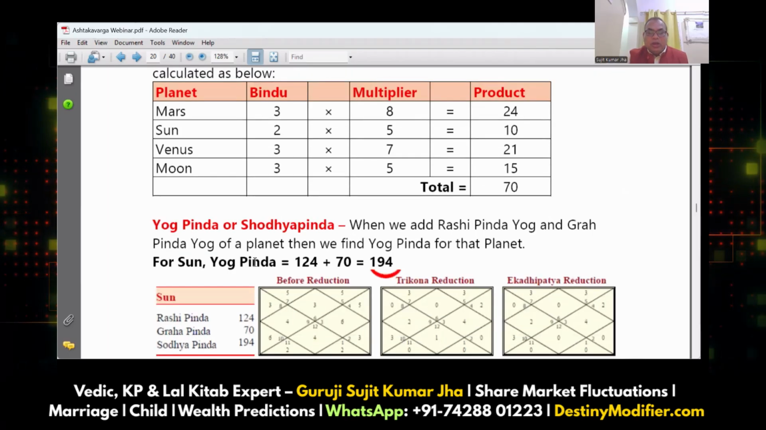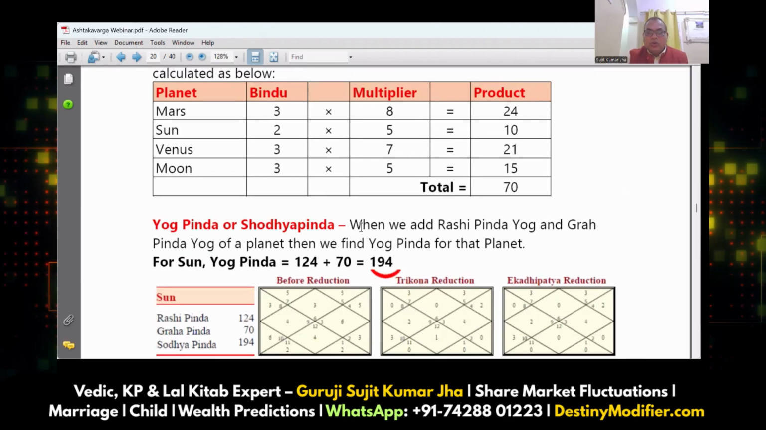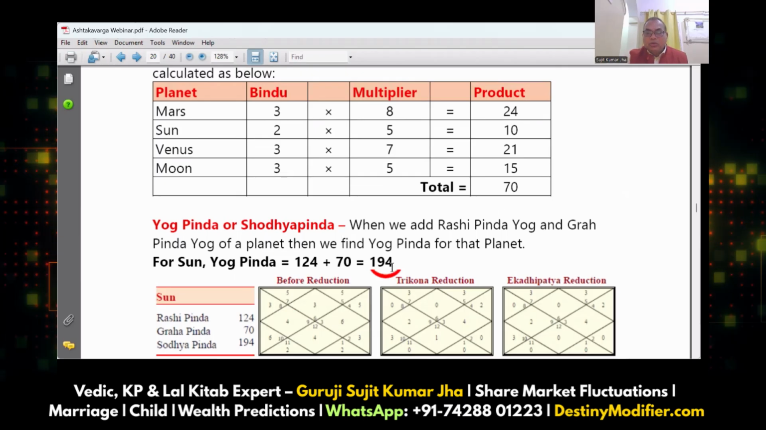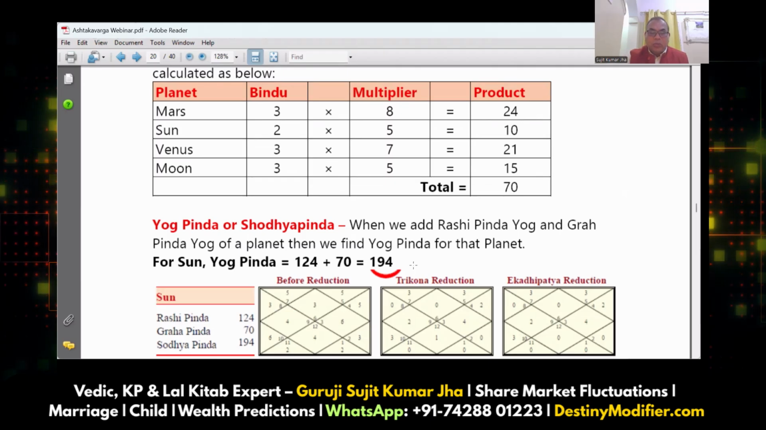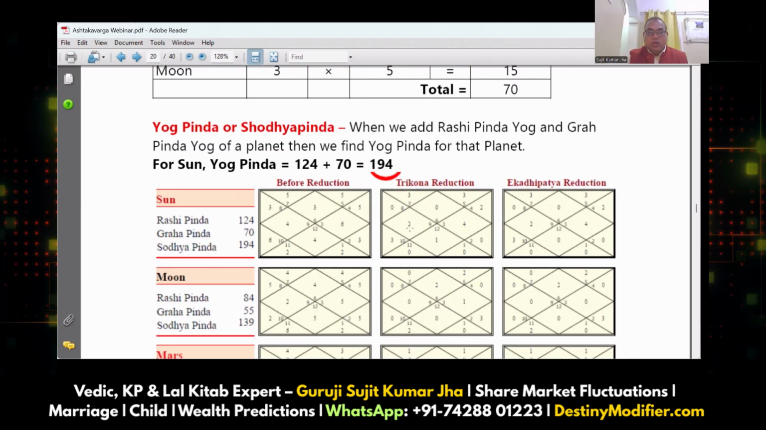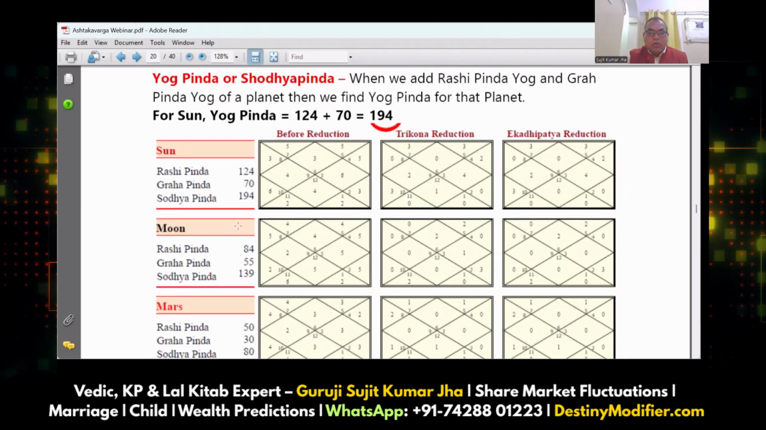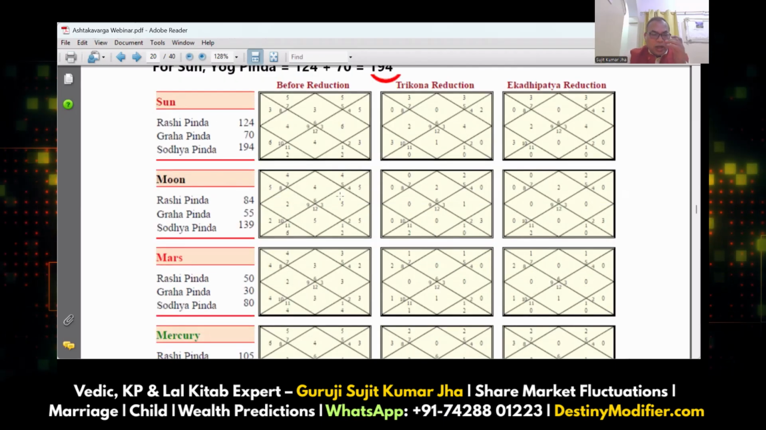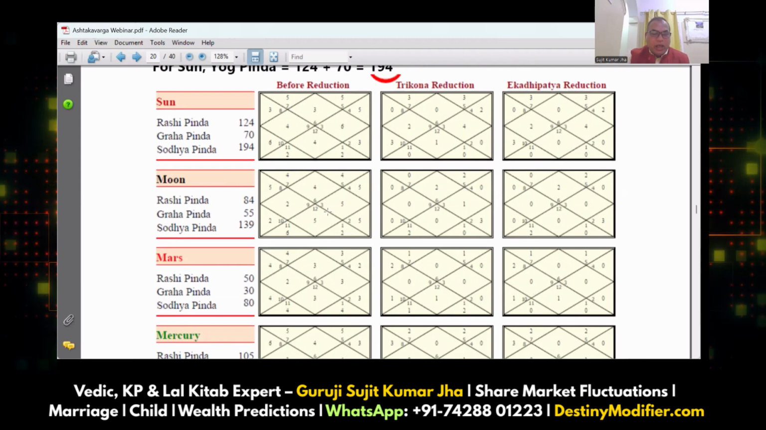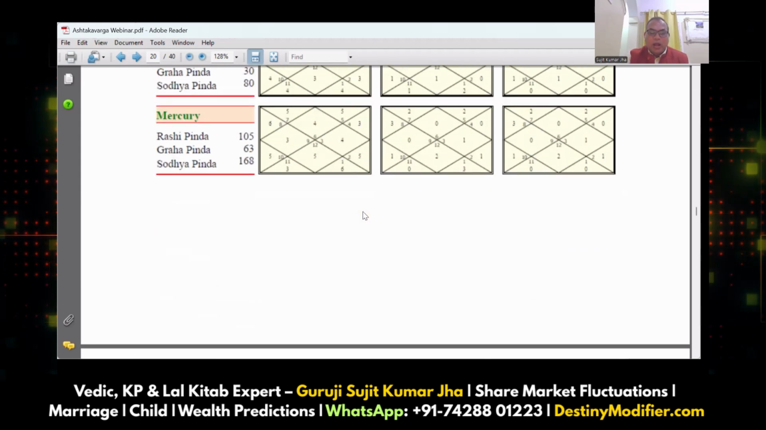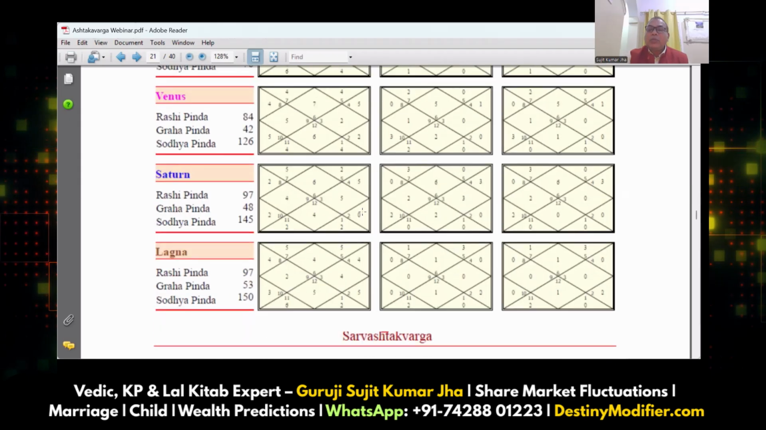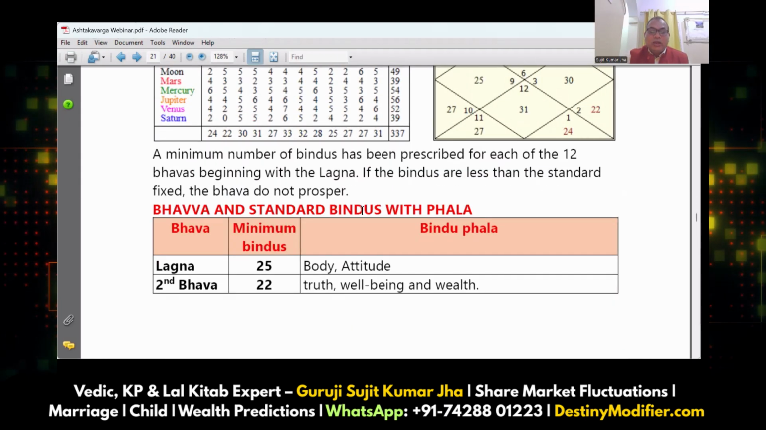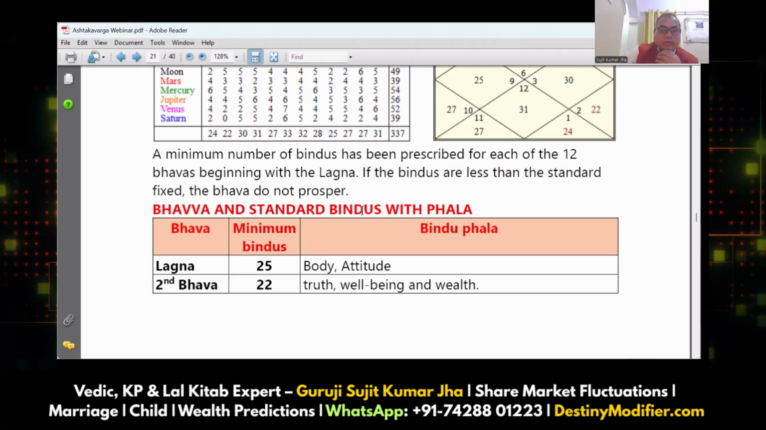Then Yog Pinda or Sodh Pinda means we add 124 plus 70, that is 194. Like that, from software you will get Rasi Pinda, Grah Pinda, and Sodh Pinda for every planet. These are used to find different events in life.